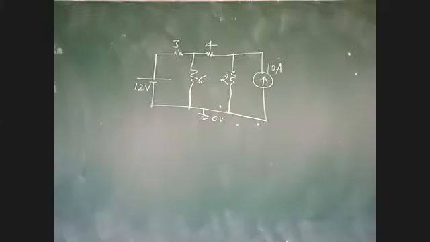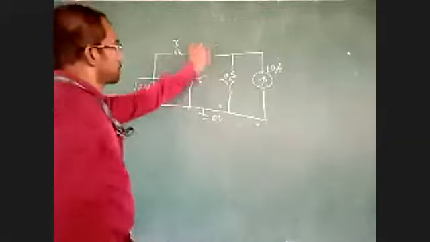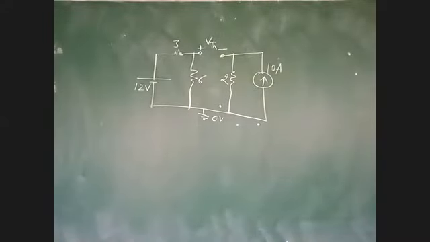So what is the first step for determining the current in 4 ohms using Thevenin's theorem? Remove the resistor and place VTH. Which resistance we have to remove? 4 ohms. So the first step is remove 4 ohms and place VTH there.